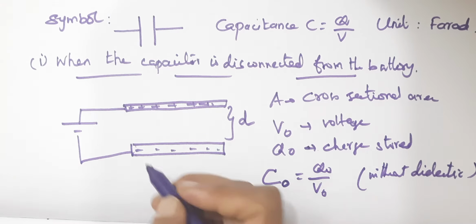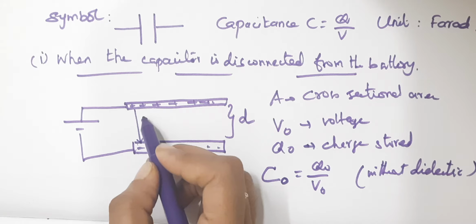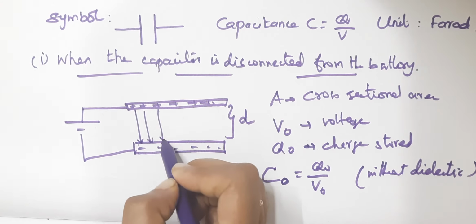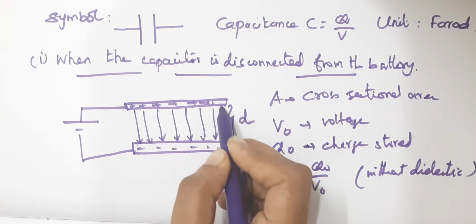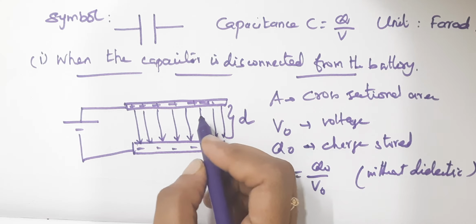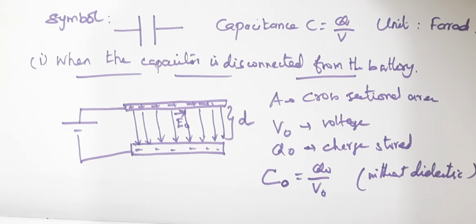Now we know that the electric field lines can be drawn from positive to negative. This is the electric field, which can be considered as E0. It's a vector quantity, E0. Understand?